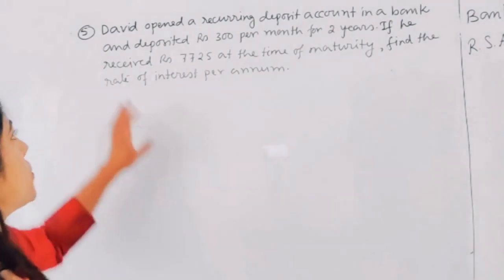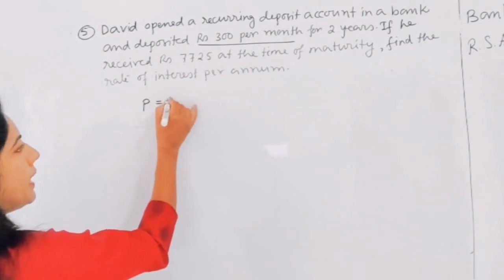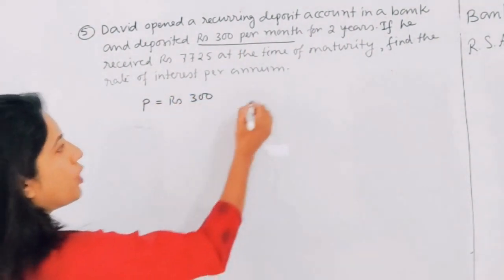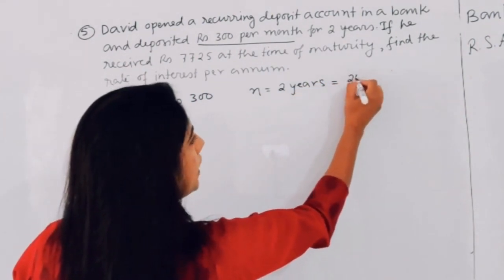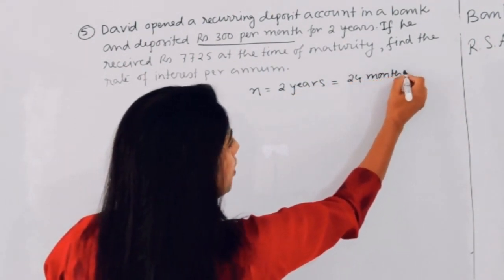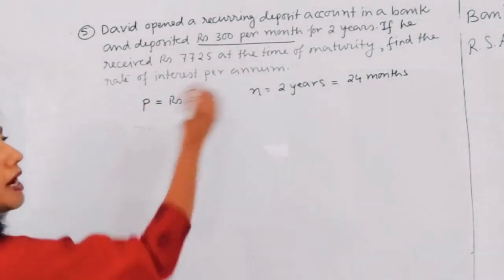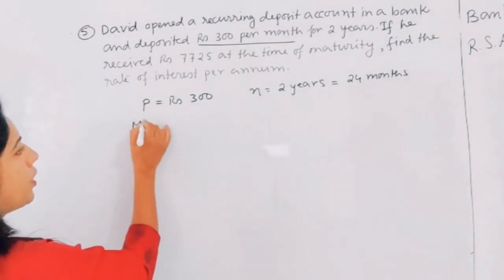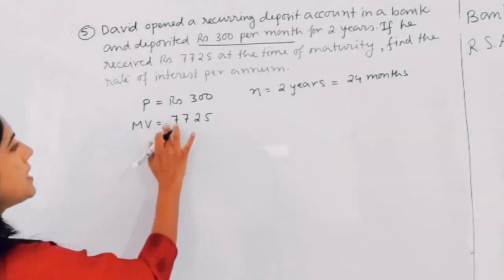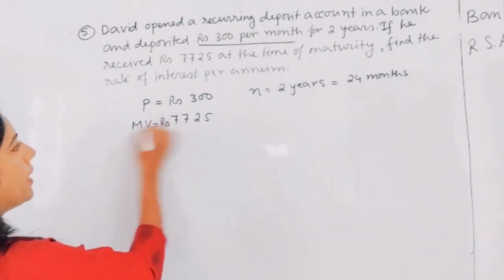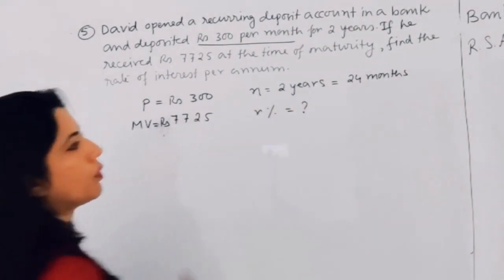Okay. So rupees 300 is deposited per month, which is taken as P, rupees 300 for 2 years. N is equal to 2 years, so that is 24 months. Time period is always taken in months, remember. If we received rupees 7725 at the time of maturity, that means this is our maturity value, rupees 7725. You should write down rupees, and find the rate of interest. So you need to find out rate percentage is equal to what.